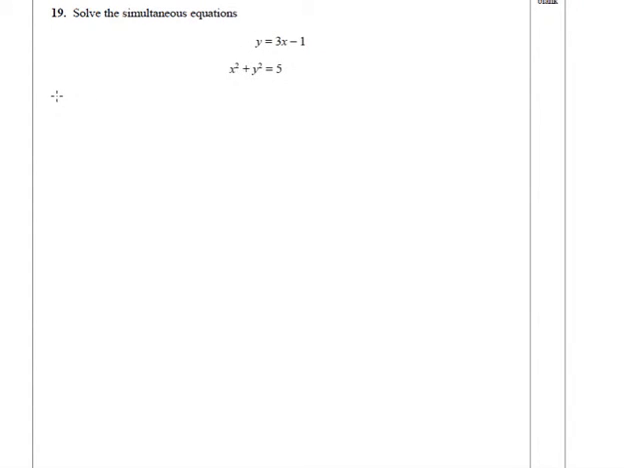So to get your first mark, you have to write down x squared plus (3x minus 1) squared equals 5. That gives you one of the marks. You then need to expand this bit here, so we need to expand this (3x minus 1) squared. I recommend you do this over at the side just in case you're making a mistake. So you've got a side over here, just doing some working out on the side.